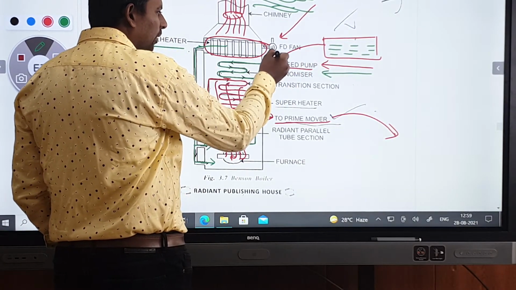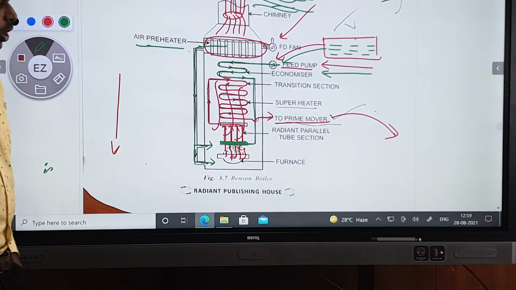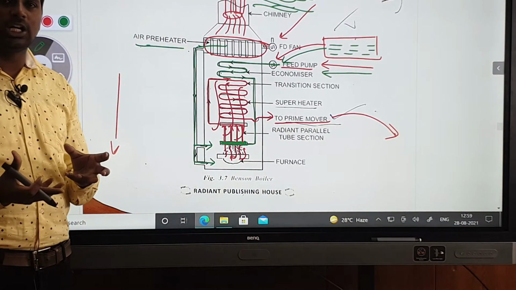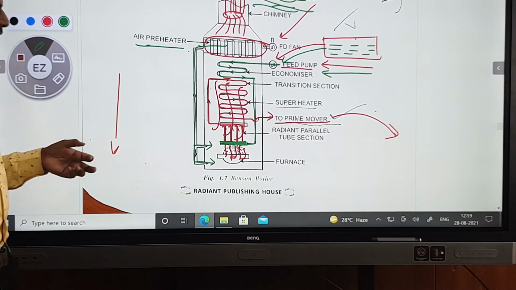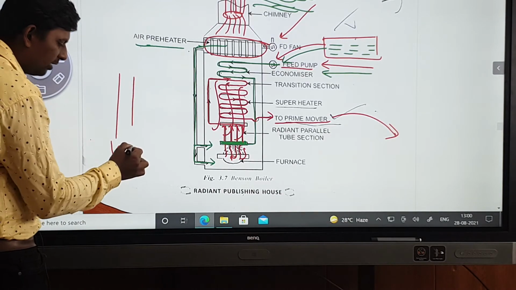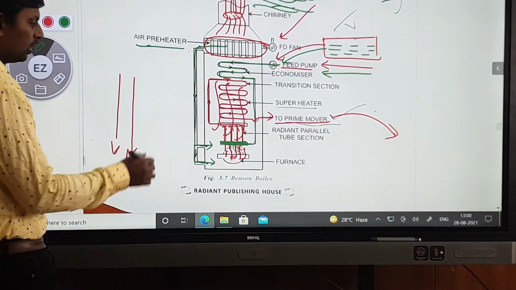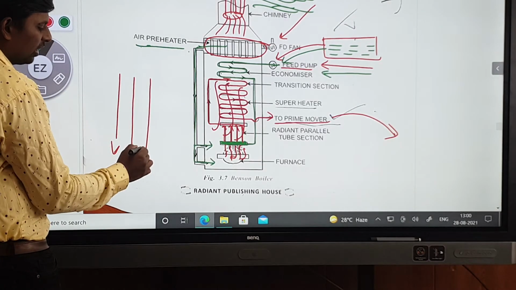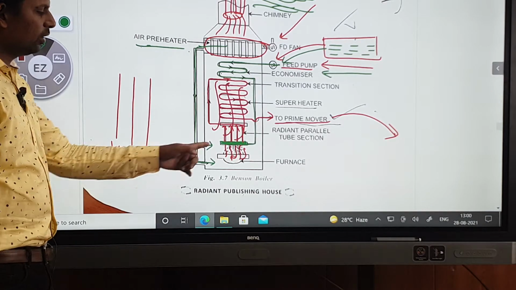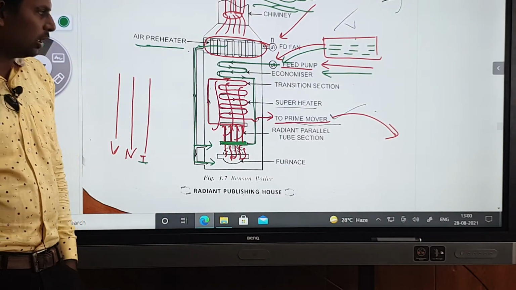So automatically water will come inside. There is no need to supply any extra pump for that. Automatically water is coming inside, so this one is naturally circulated. First one is the vertical boiler. Second one is natural circulation. Third one is that the furnace is located inside the boiler.